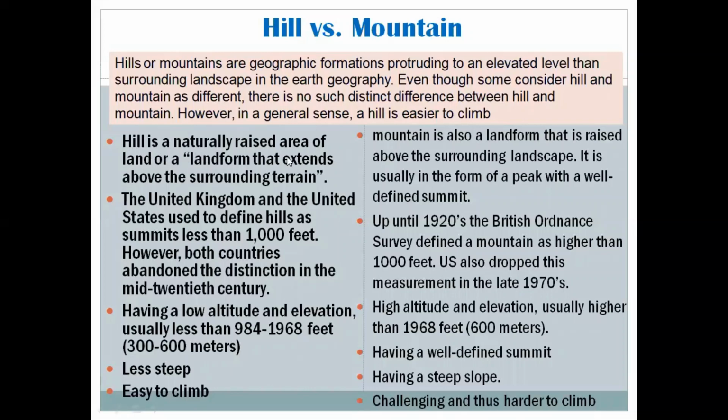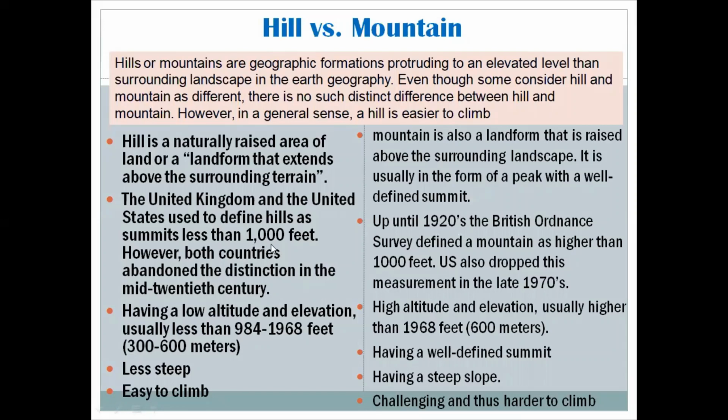Hill is a naturally raised area of land or landform that extends above the surrounding terrain. Similar to the mountains, but the hill is smaller than the mountain. So in the United States and the United Kingdom, in the past, it was defined that anything which is less than 1,000 feet, they call that the hill, and anything which is above the 1,000 feet was called the mountain. But both these definitions and measurements were abrogated, I mean left out, by both countries in the 20th century. Now there's no more any measurement unit for the hill and the mountain.